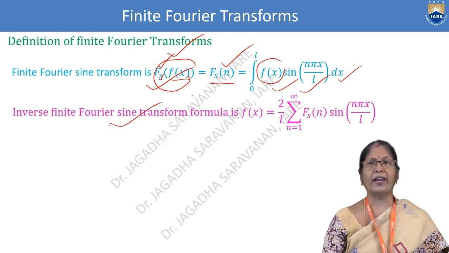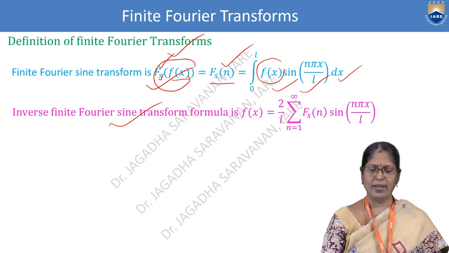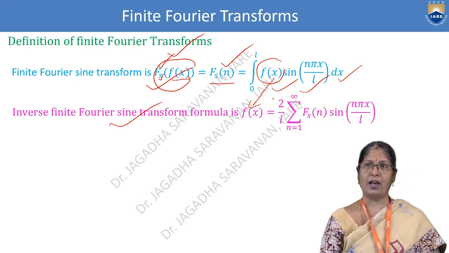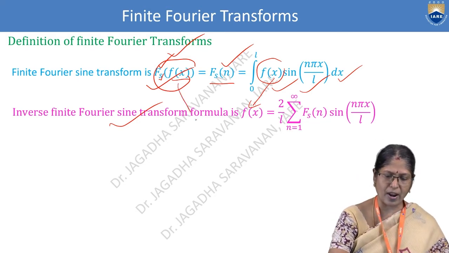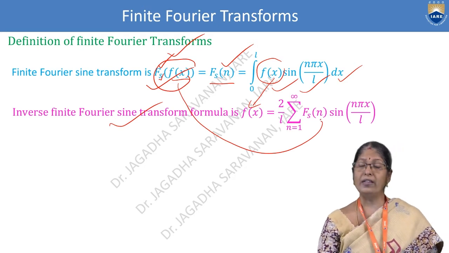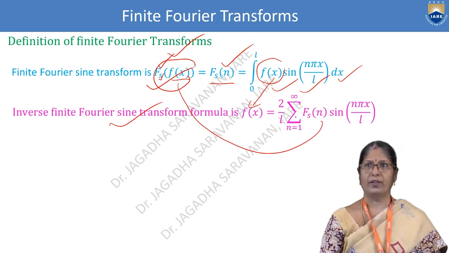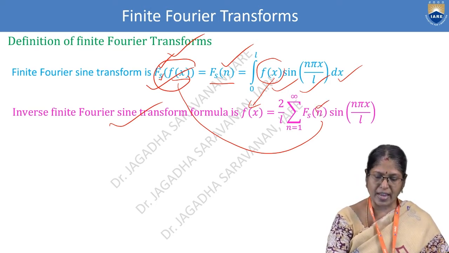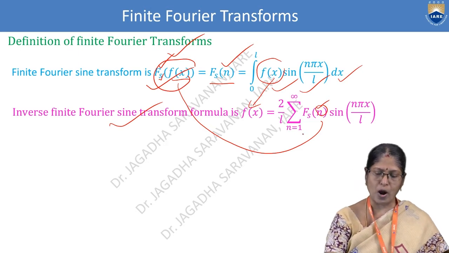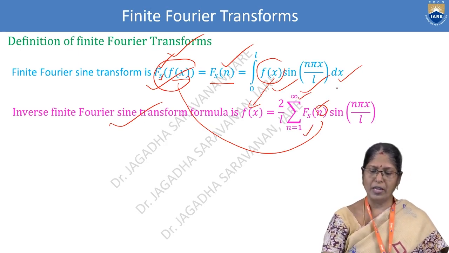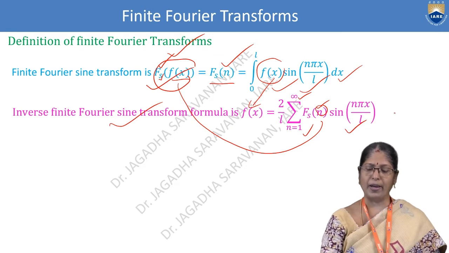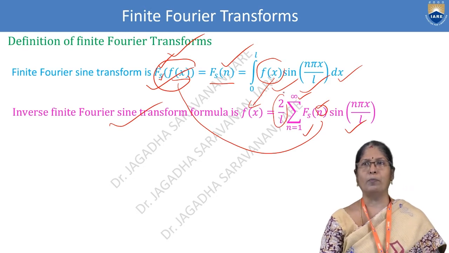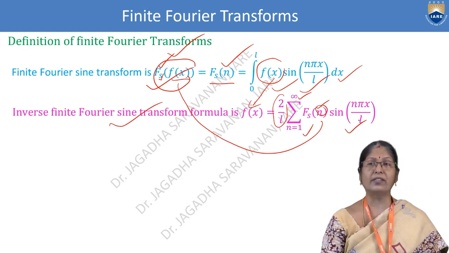Next, the inverse finite Fourier sine transform. In this particular formula, the function f of x will be written out. The Fourier sine transform will go inside this summation. So capital F s of n, the summation, where n takes the value from 1 to infinity, into sine of n pi x by L. Everything is multiplied by 2 by L. Here this L is finite.